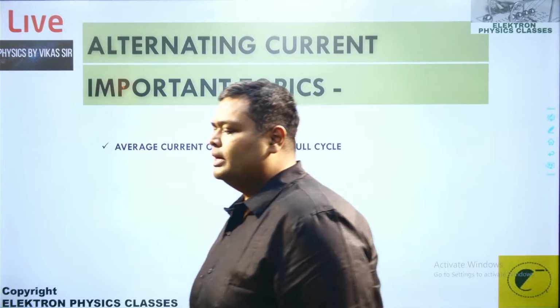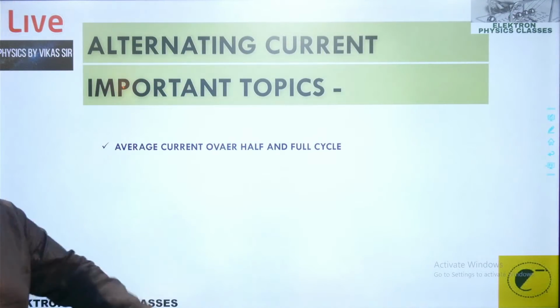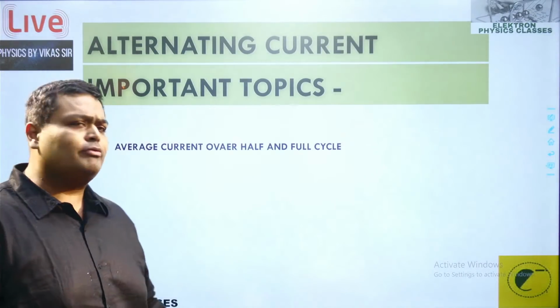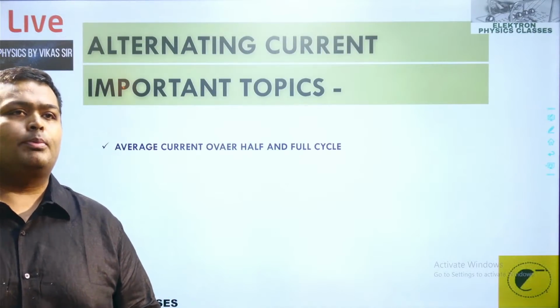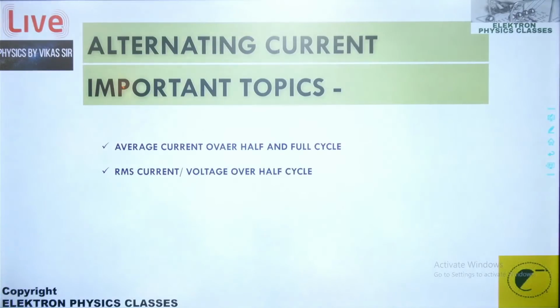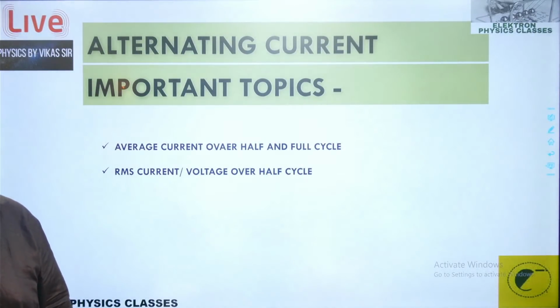So the first important topic in AC is the average current over the half and the full cycle. We remember that over the half cycle, for the sinusoidal it comes out to be 2I0 upon pi, and over the full cycle it becomes 0. That is the derivation. Then the next is RMS current over the half cycle and the full cycle, and we know the value comes out to be the same.